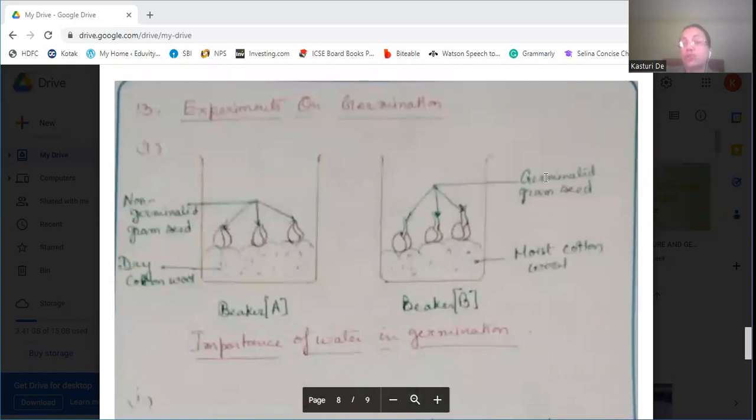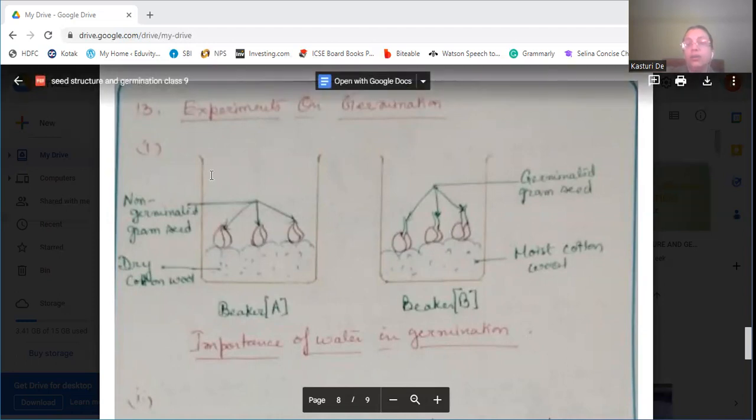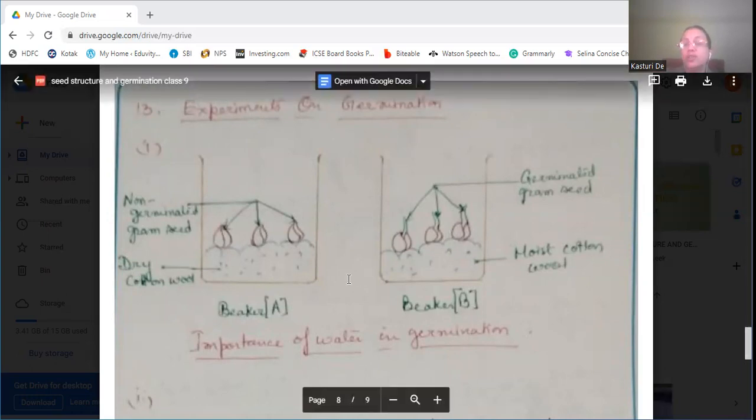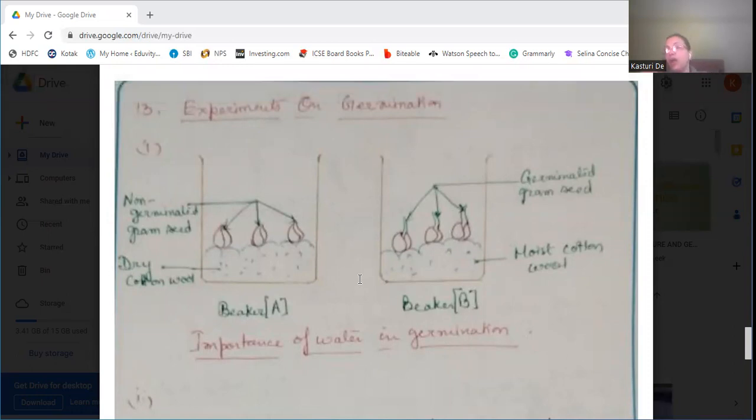Now, there are certain experiments to show that the three conditions are required for germination. First is water. We take two beakers, beaker A and beaker B. In beaker A we keep gram seeds on dry cotton wool, and in beaker B we take moist cotton wool with some seeds. After some time, we will see that the seeds kept on the moist cotton wool start germinating, but on the dry wool they will not germinate. This shows that water is required for germination.